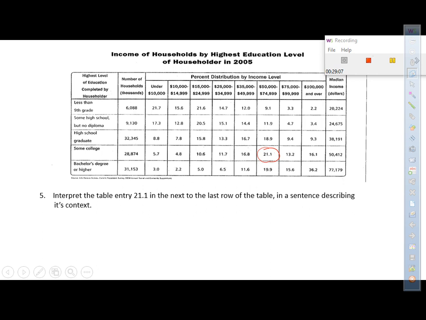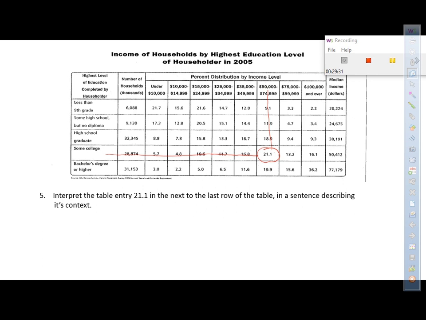Interpret the entry 21.1. So interpret that entry 21.1. Make sure you find it on your table. And now notice what it's about. It's the intersection of some college and a salary of between $50,000 and $74,999. So for a possible sentence, we need to list the who.